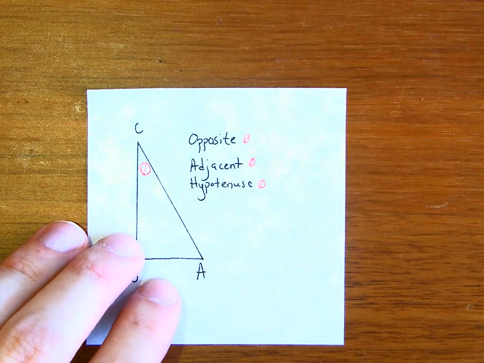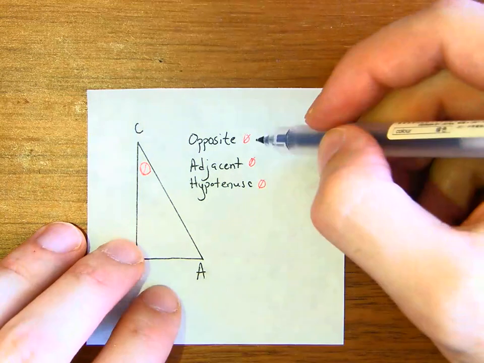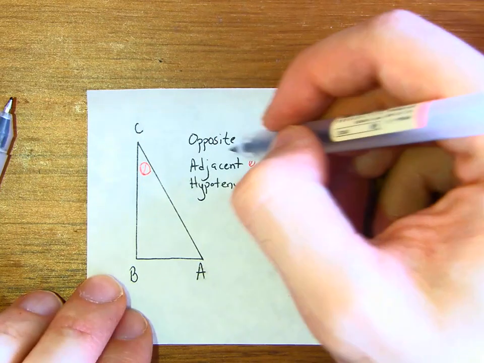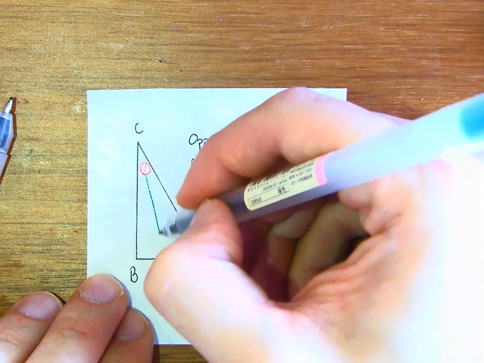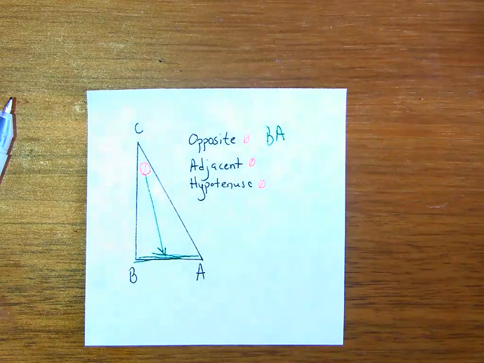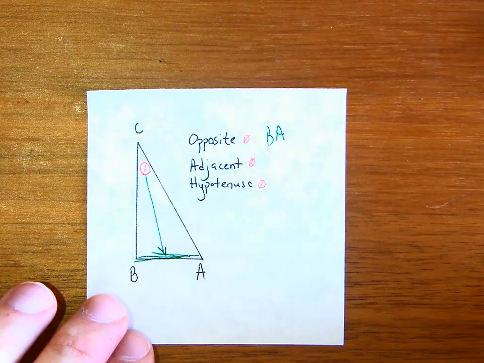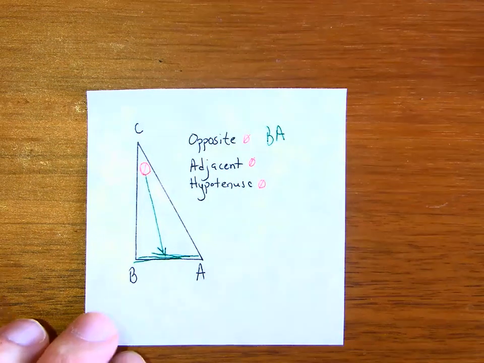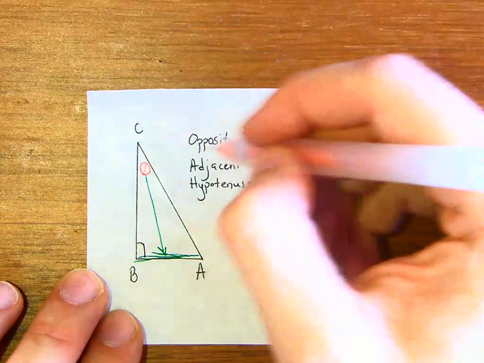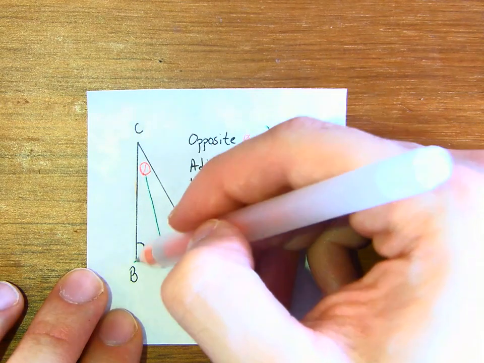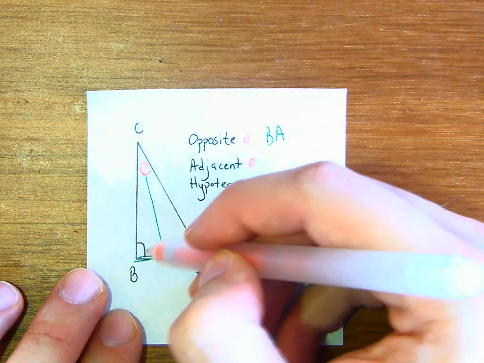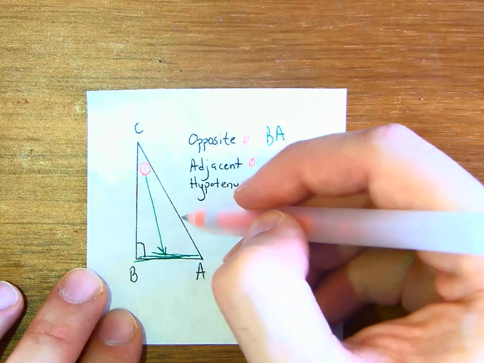Notice, what would be opposite of theta now? Which side of the triangle? Take a second and pause the video. This is opposite of theta: it would be B to A. What would be adjacent to theta? Now this might confuse you a little, because you're saying adjacent is next to, so it could be this side or this side. But remember, this side has to be the hypotenuse, because the hypotenuse is always opposite of the right angle.